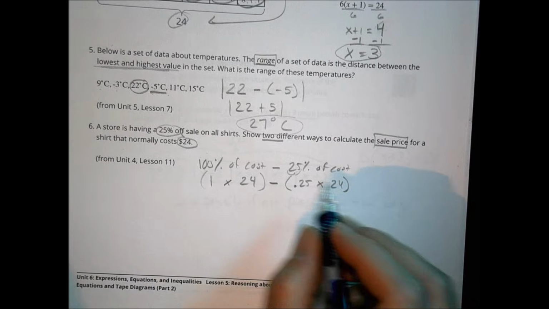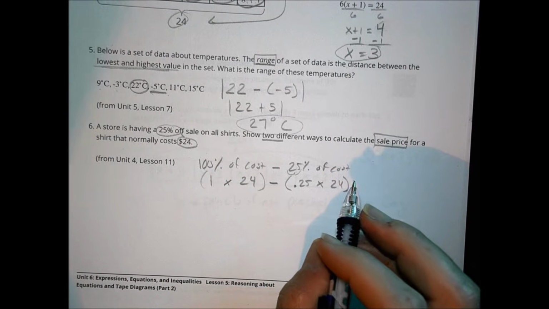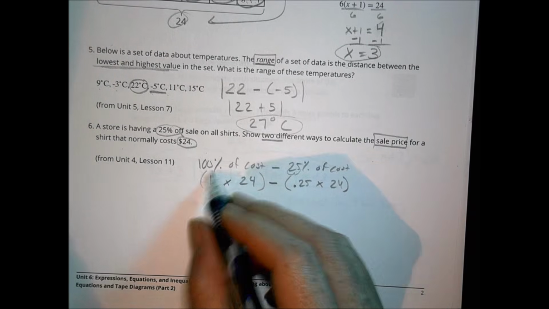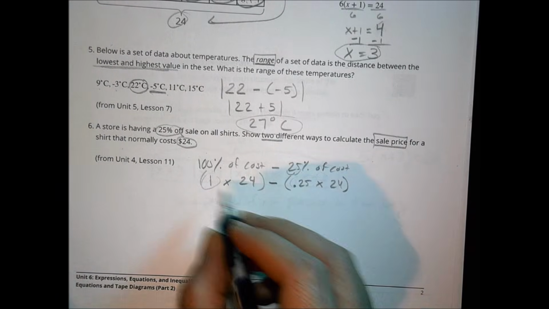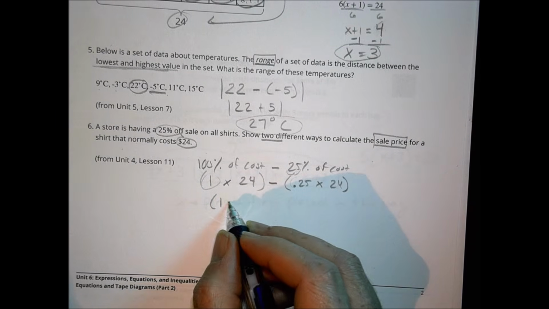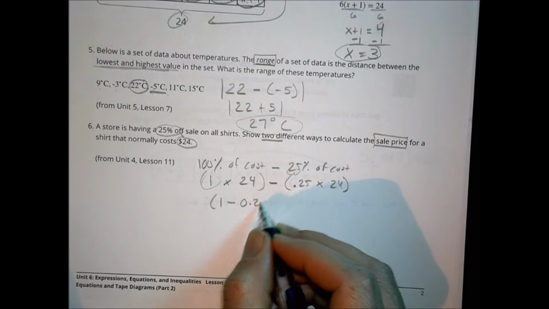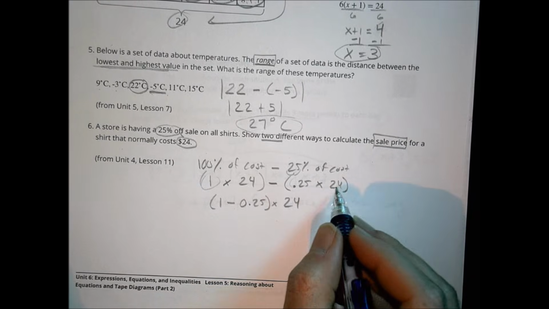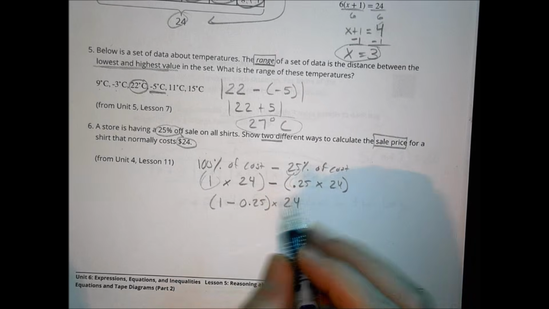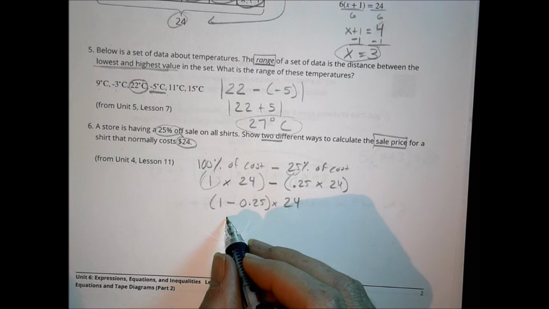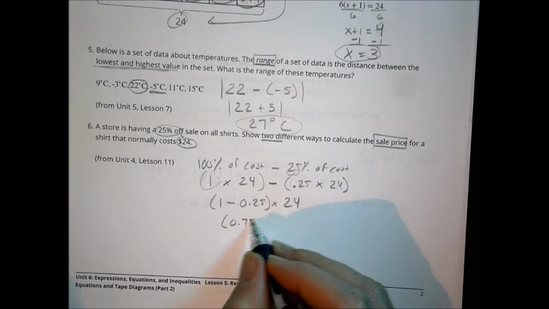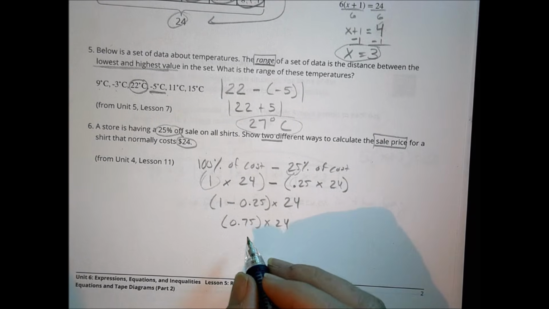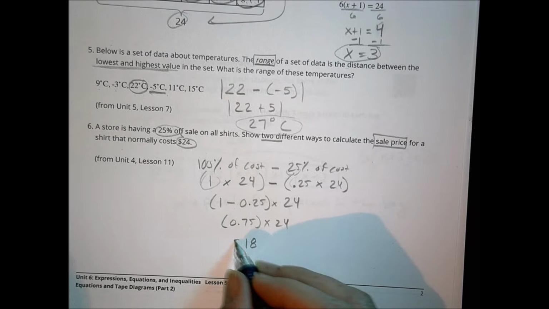Then we used our multiplication properties and said, let's combine this and take the 24 out. So we would go 1 minus 0.25, and multiply that by the 24. So 24 is in both of those. 1 minus 0.25 was 0.75, times 24, and 0.75 times 24 equaled 18. So our cost was $18.